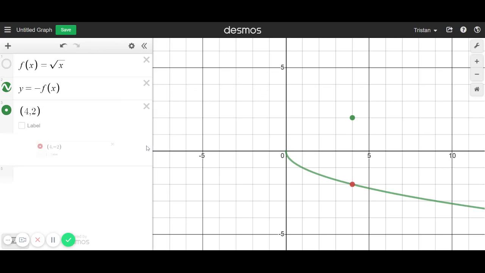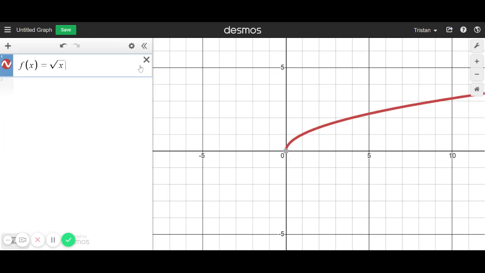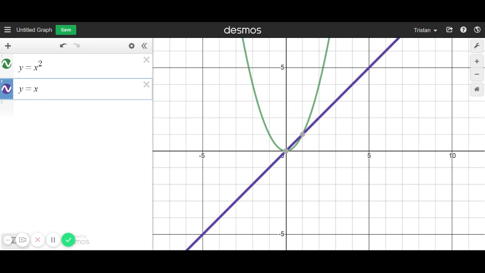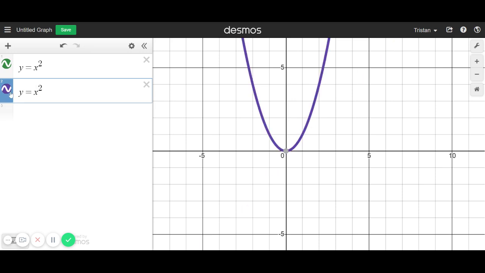Right, so I just explained shifting and scaling and reflecting. So we are going to do something similar, but this time we're going to do it with a different function. Let's look at x squared. I'm going to get another copy of this and then I'm going to hide that one temporarily.